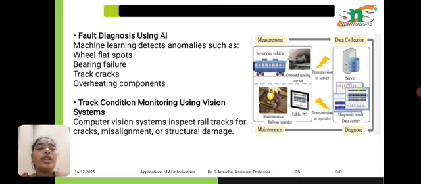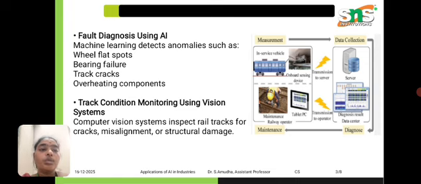Fault diagnosis using AI. Fault measurement in our rail transit maintenance system is done using AI, as an automatic process. Machine learning detects anomalies, that is, wheel flat spots, bearing failures, track cracks and overheating components. These are all the fault diagnostic types, and these faults are automatically detected by the sensors. If the sensors are fitted near the tracks, wheel faults, bearing failures and track cracks are all identified automatically.